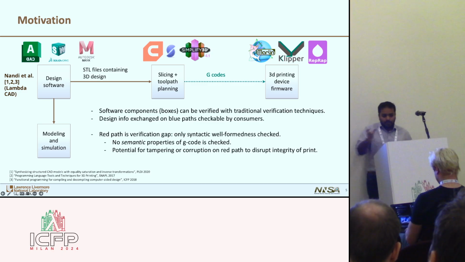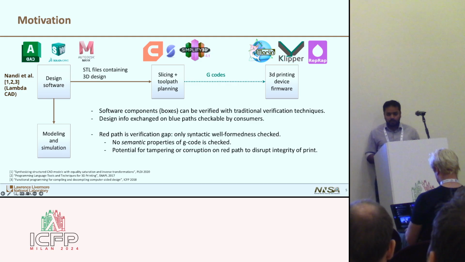And this particular stage is very important because these are the actual machine instructions which go to the firmware for printing. And there are potentials for tampering and corruption which can disrupt the integrity of the print. So this is a very important stage that needs to be analyzed to maintain the integrity.